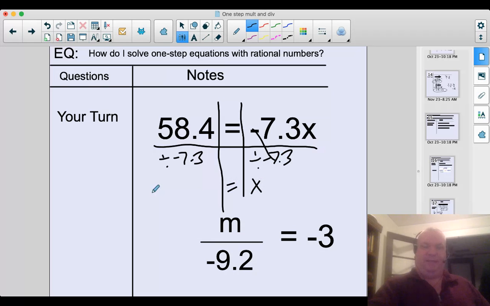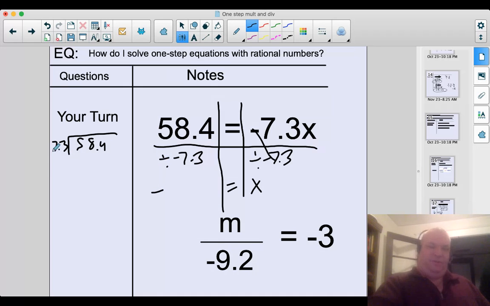Positive divided by negative is negative. I'll bring this division over here. This is an example of some of the work we should be showing. I'm not bothering to worry about signs here when I'm doing my division because I already accounted for my sign. Right? I know it's a positive divided by a negative. I know the answer is going to be negative. I don't need to worry about the sign beyond that.